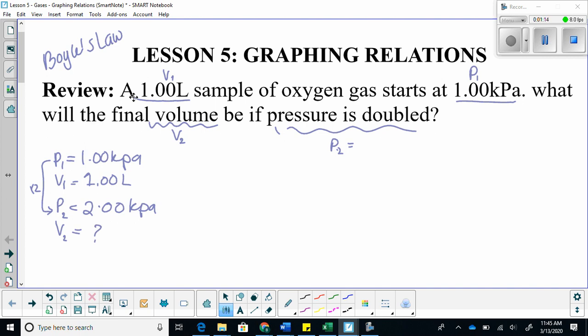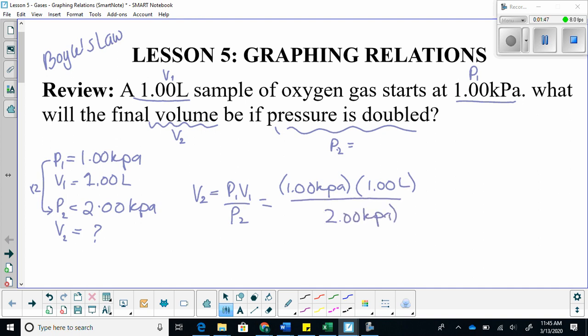And we are looking for volume. Did pressure increase or decrease? Increase. So what's going to happen to our volume? Decrease. Let's test that out. We are looking for V2. So that's going to be equal to P1 V1 over P2. Plug in those numbers. 1 kilopascal times 1 liter divided by 2 kilopascals. Kilopascal cancels out with each other, and I'm left with 0.5 liters.